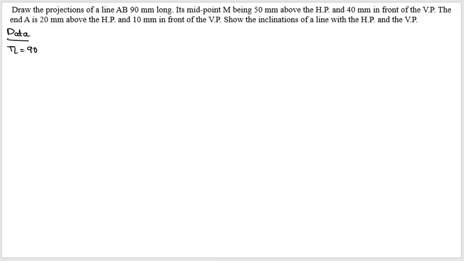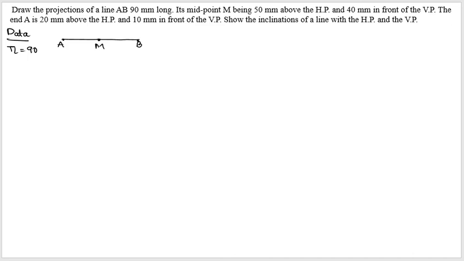Its midpoint M being 50 millimeter above the HP. Okay, so first let us understand the midpoint problem. So this is the line AB, the midpoint M. There are start point, end point, and midpoint of a line. True length of the line is given as 90 millimeter. Its midpoint being 50 mm above HP.